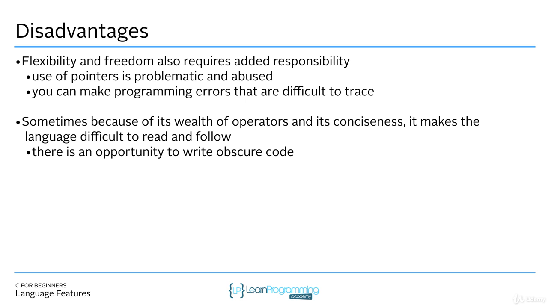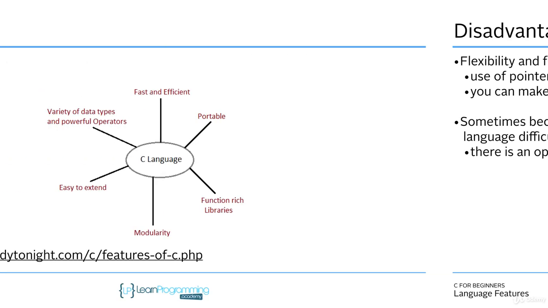Other things, because of its wealth of operators and its conciseness, it makes the language difficult to read and follow sometimes. For the most part, C is very easily readable. But if you use a lot of these different operators, that can make it more complex. So there's an opportunity to write obscure code, but any language can be badly written. So you can use the English language when you speak and you can have bad grammar. It's no different when you use a programming language. But some say with C it's a disadvantage because of all these operators. It could be, if you use it incorrectly, it can be harder to follow the code.